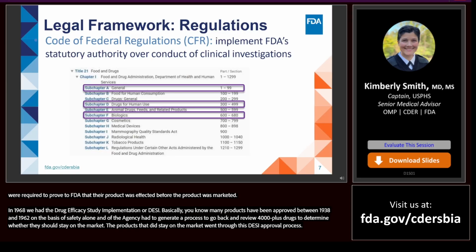A few key sections. Title 21 is Food and Drugs, and Chapter 1 addresses the Food and Drug Administration. Subchapter A provides some general provisions. This is where you'll find information, for example, on informed consent and institutional review boards. Subchapter D addresses drugs for human use, and Subchapter F addresses biologics.